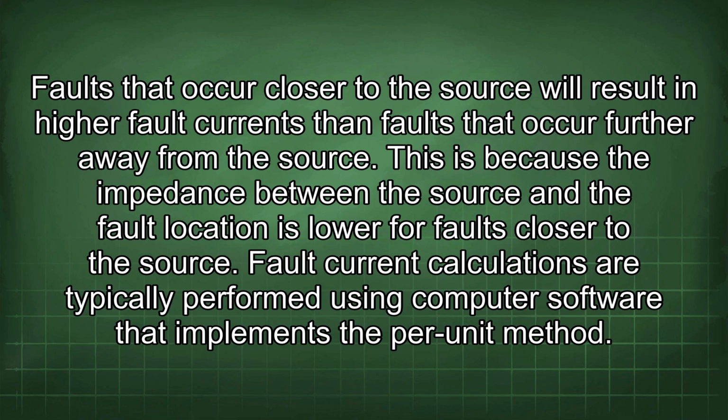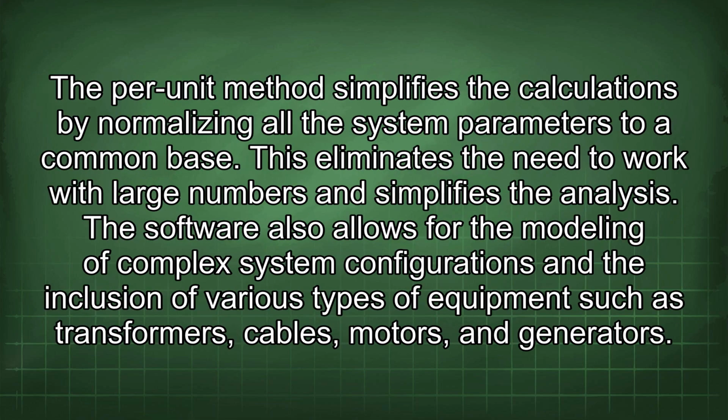Fault current calculations are typically performed using computer software that implements the per unit method. The per unit method simplifies the calculations by normalizing all the system parameters to a common base. This eliminates the need to work with large numbers and simplifies the analysis. This software also allows for the modeling of complex system configurations and the inclusion of various types of equipment such as transformers, cables, motors, and generators.